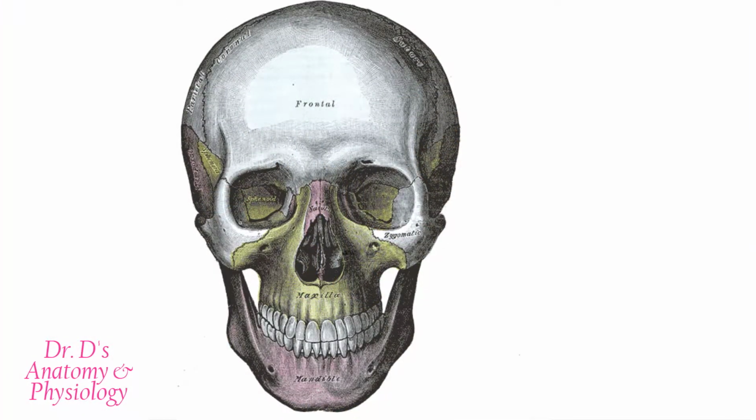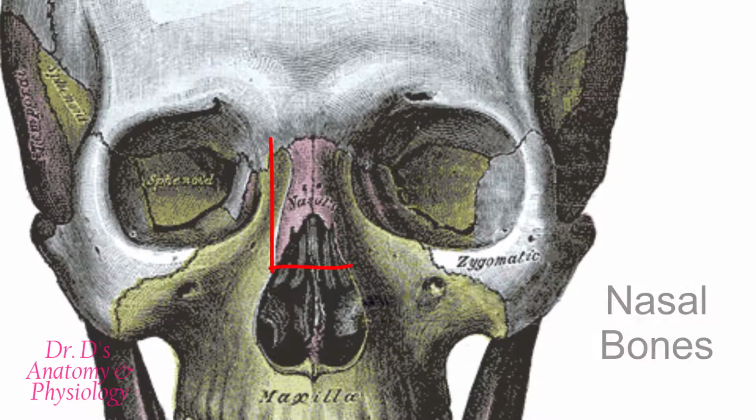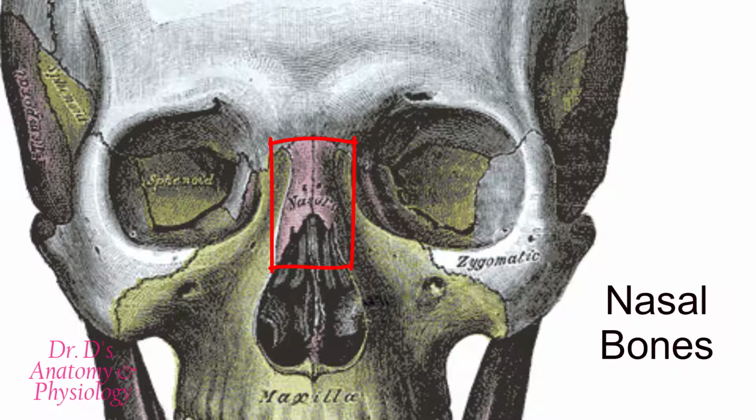Here is a figure from Gray's Anatomy. It nicely isolates the nasal bones by colorizing them. And there's not much to say about the nasal bones, and they're fairly simple. They're oblong in shape and they're paired.